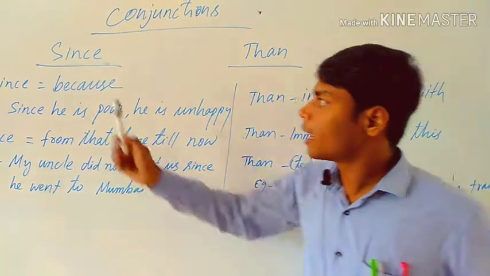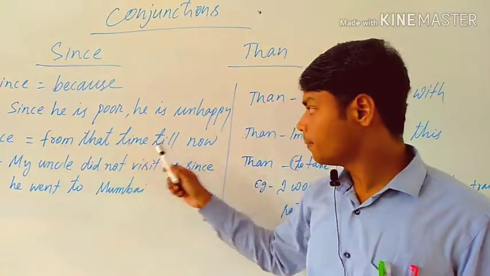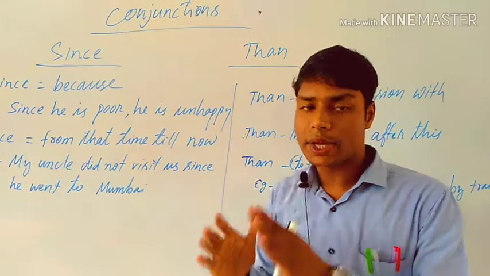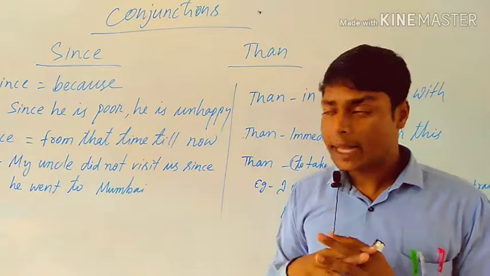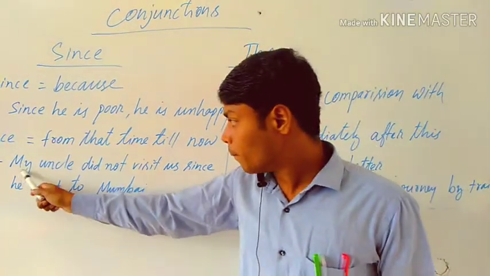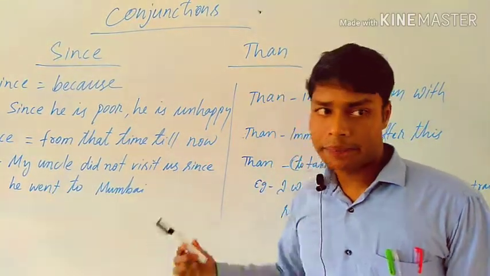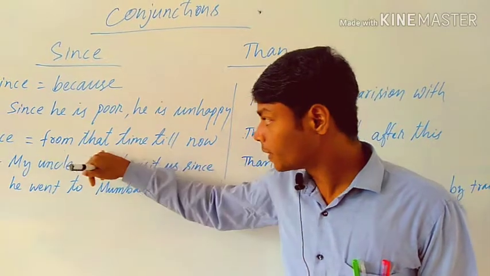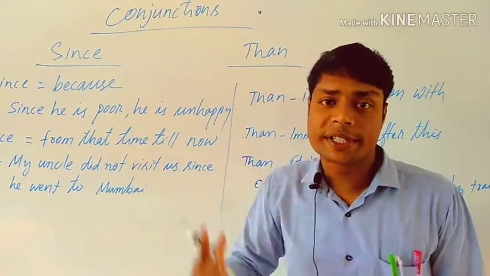Now let us see another use of since. Since also means from that time till now. So something started at a time and it is going on till now. In that case we can use since. Let us discuss with an example. My uncle has not visited us since he went to Mumbai. So from the time when he went to Mumbai till now, he has not visited us.